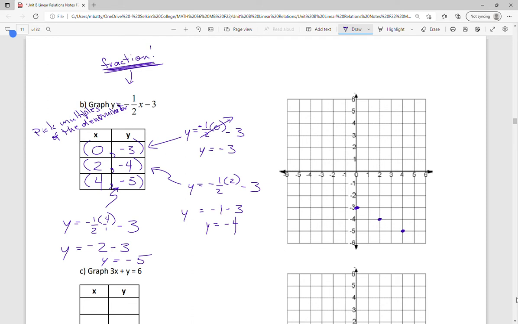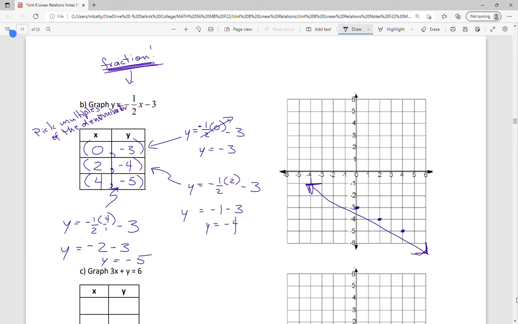So I've got 3 dots. I'm going to take my straight edge. Oh, this is not a straight line. Oh, I didn't even hit one of them. Oh my goodness. Pretend I hit all of them and made a perfect line there. I'm so sorry. I put arrows on it to illustrate that it goes on forever.